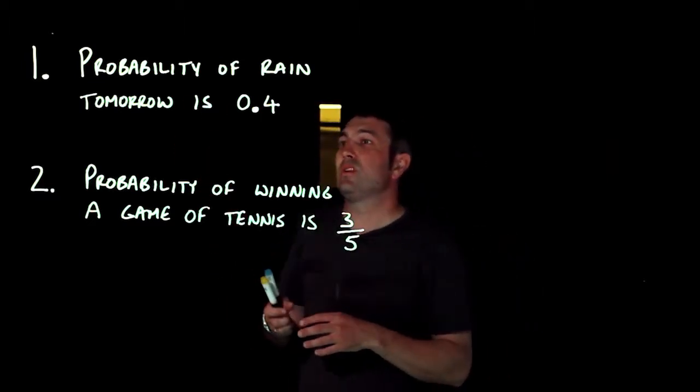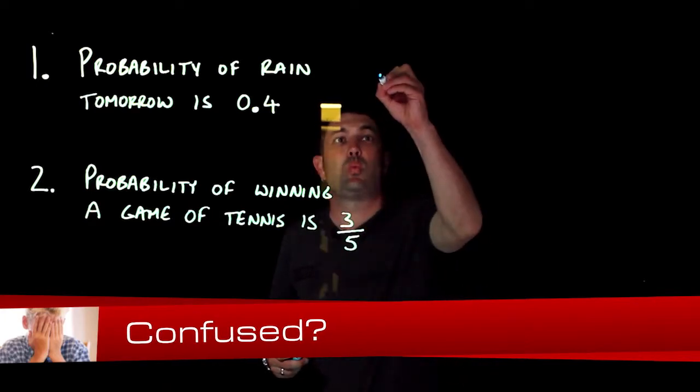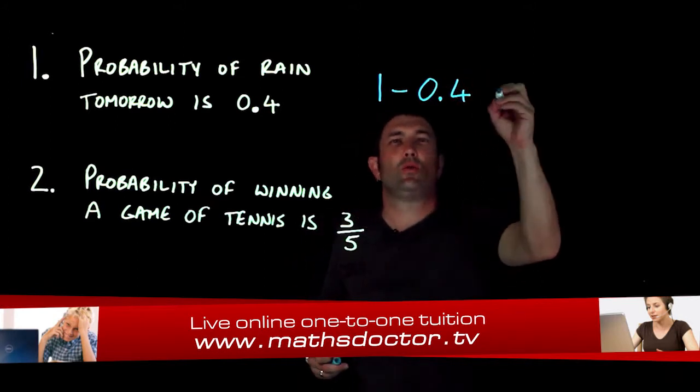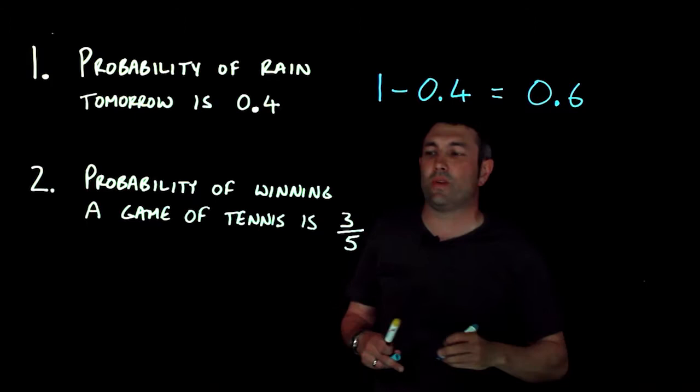So if the probability of rain is 0.4, the probability of not rain tomorrow is 1 take away 0.4. So what have I got to add on to 0.4 to get to 1? Well, it's 0.6, and there's my answer for that one.